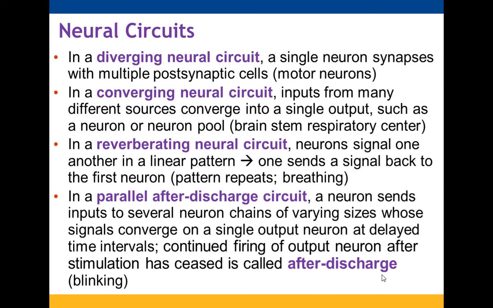In a parallel after discharge circuit, this involves both diverging and converging. A neuron sends input to several neuron chains of varying sizes. So that would be the diverging. And because they're different sizes, they're going to converge on a single output neuron at different time intervals. That would be the converging piece. Continuing firing after the output neuron has stimulated, after stimulation has ceased, is called after discharge, and blinking would be an example because we can blink at different rates of a parallel after discharge circuit.